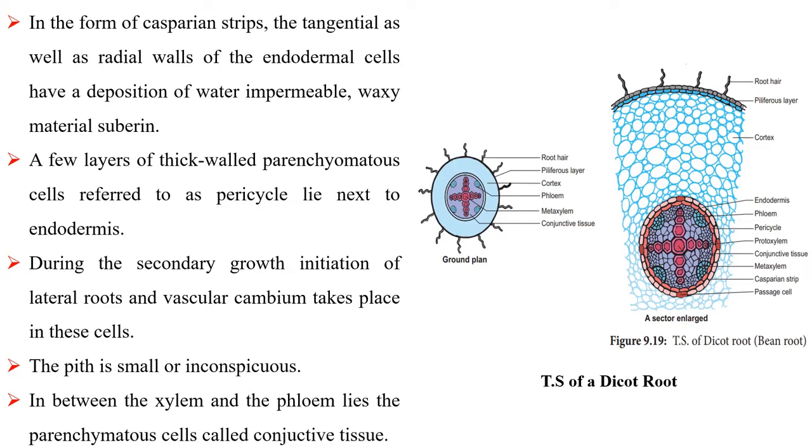A few layers of thick-walled parenchymatous cells, referred to as pericycle, lie next to endodermis. During secondary growth, initiation of lateral roots and vascular cambium takes place in these cells. The pith is small or inconspicuous. In between the xylem and the phloem lie parenchymatous cells called conjunctive tissue.